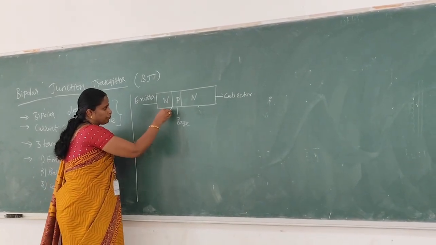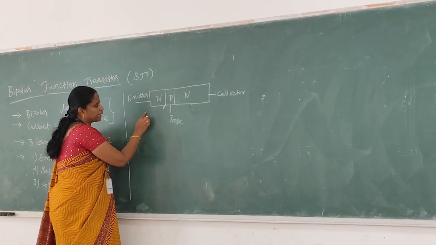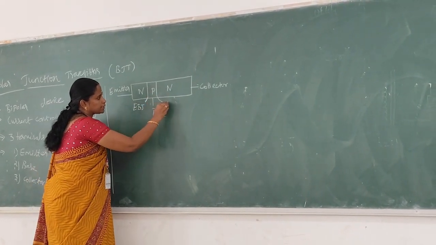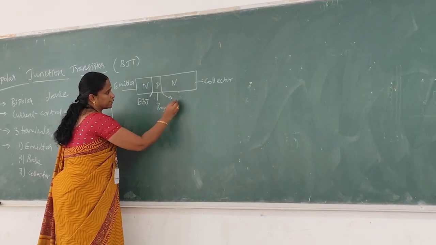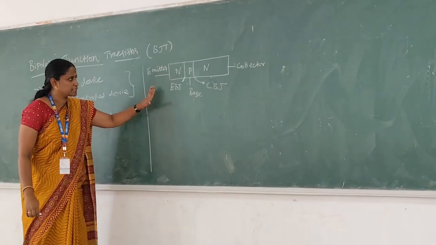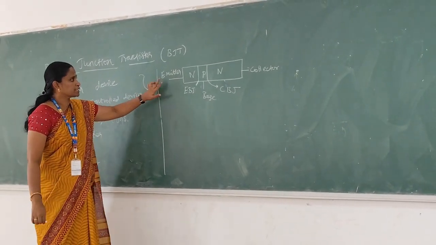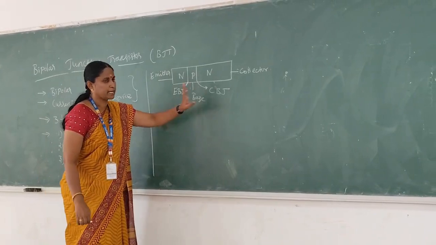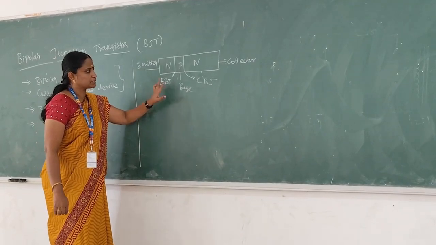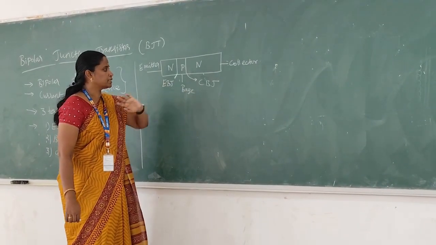This junction is called the emitter base junction, and here it is the collector base junction. So, this device consists of 3 terminals, emitter, base, and collector, and has 2 junctions: the emitter base junction and the collector base junction.